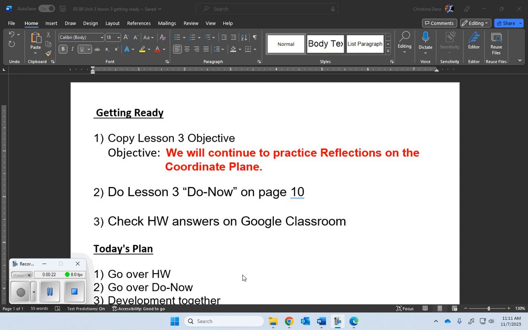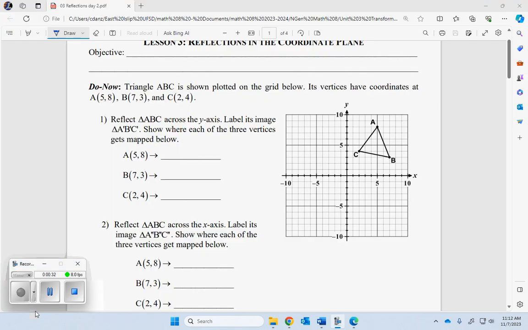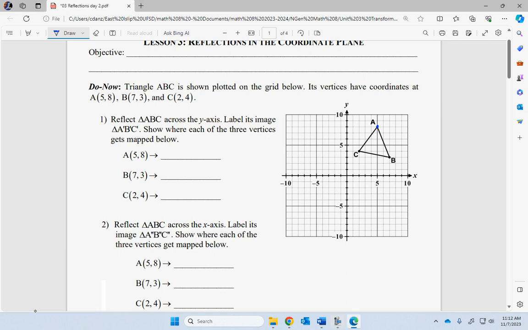Today, we're going to continue to practice reflections on the coordinate plane. And there is a do now for you to do on page 10. So if you could do that. So triangle ABC is shown on the coordinate grid, and its vertices are at A (5, 8), which is here, B (7, 3), and C (2, 4).